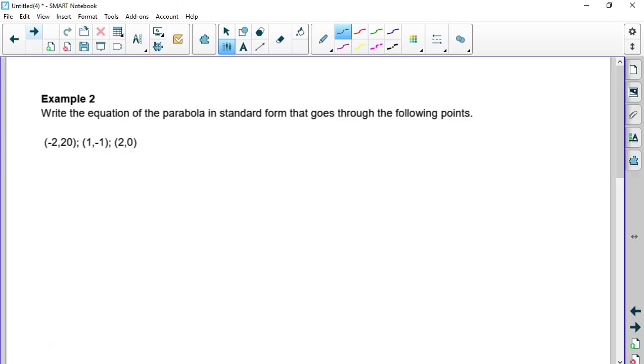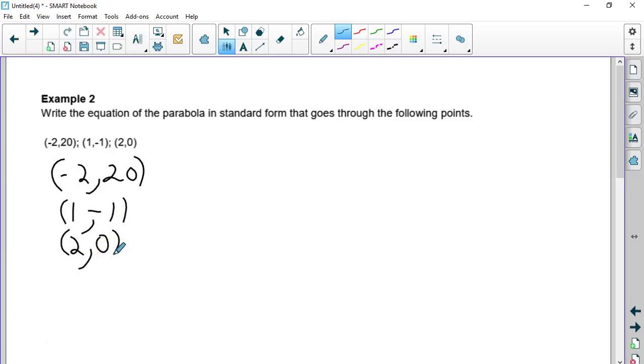So, example 2. And correction, we're not doing circles in this one, we're just doing parabolas. I just forgot to delete that from the notes, introduction. So, write the equation in standard form. So I'm going to put my 3 points here. Negative 2, 20. I'm going to put 1, negative 1. And I'm going to put 2, 0.